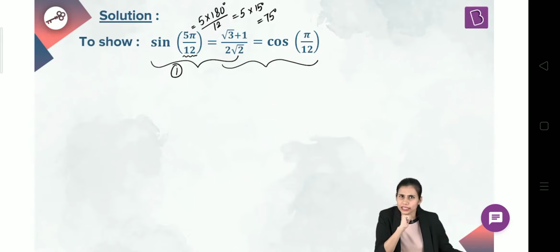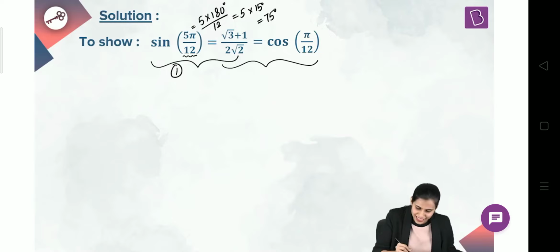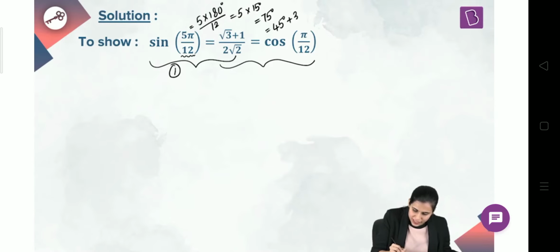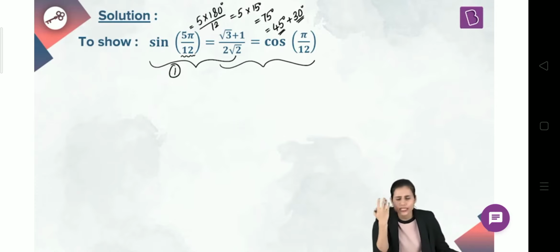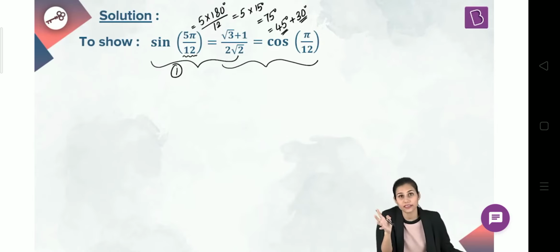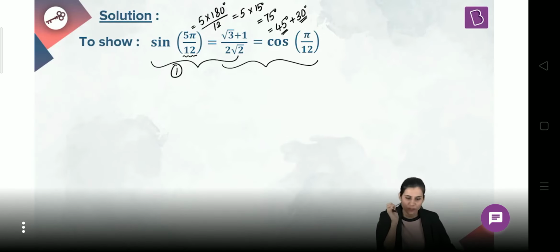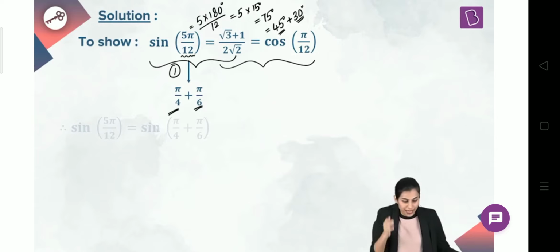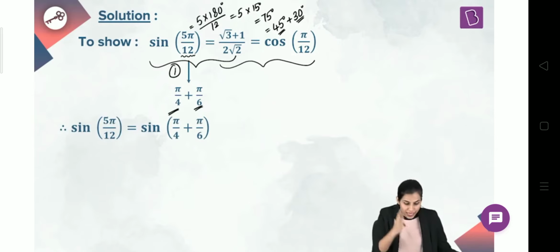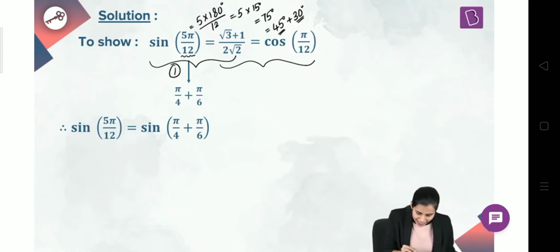Now can you think of 75 degrees being written up as the sum or the difference of any two familiar standard angles? Can you do that? Think? Well, it's extremely simple. This can be written as 45 degrees plus 30 degrees, where both 45 and 30 are actually basic angles whose sine, cosine, tan, any ratio we know very, very nicely. Yes, so once I have written 5 pi by 12 as pi by 4 plus pi by 6, which is 45 plus 30, my sine 5 pi by 12 transforms to sine of A plus B, where A is pi by 4 and B is pi by 6.